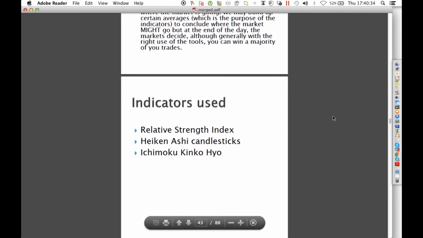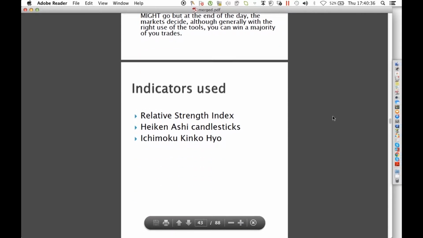All right, so the three indicators that we use are number one, the Relative Strength Index. Number two, the Fibonacci candlesticks. So remember we spoke about candlesticks. If you did see lesson 2, we did speak about candlesticks, and now these are Fibonacci candlesticks, and you'll see the difference when we get there. And then the Ichimoku Cloud.